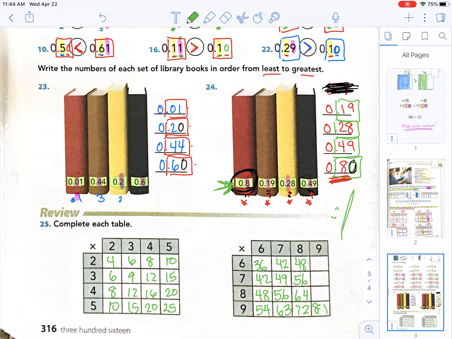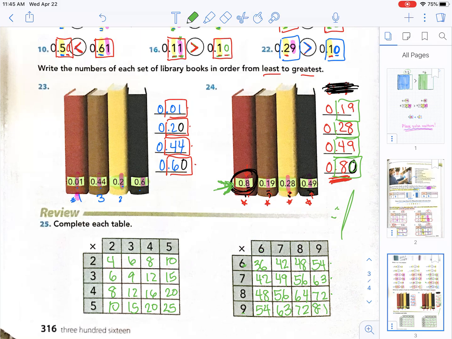Ooh, 9s. I love it. Remember a trick for the 9s? The first number is 1 less than the number we multiply by, so that'll be 5. 54, and then we can go up 1. 54, 63. The 1s come down. The 10s go up. 72. I like it. 80 minus 8. 70 minus 7. 60 minus 6. All right, here we go.